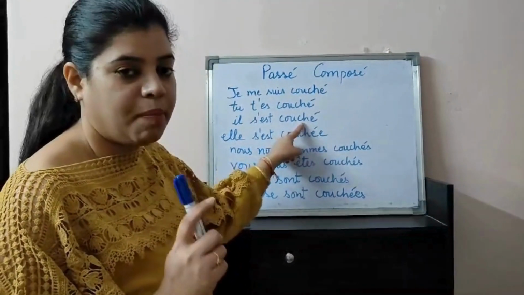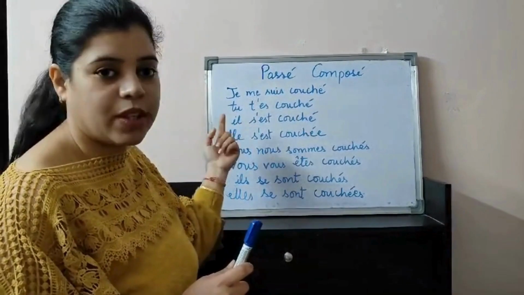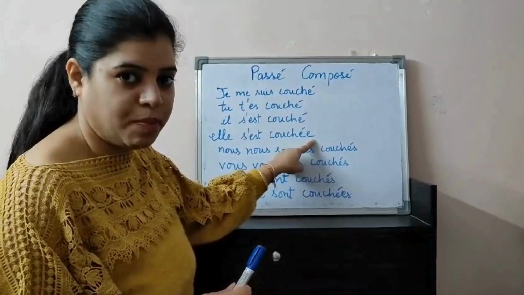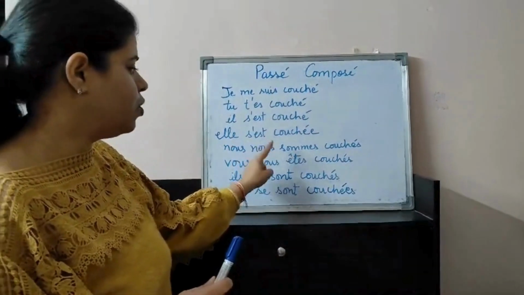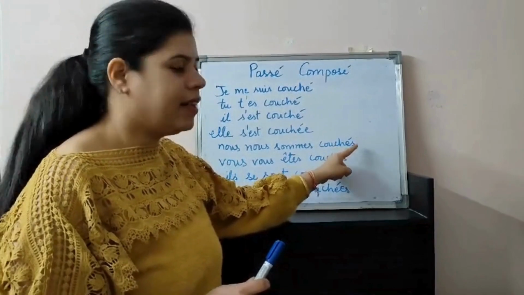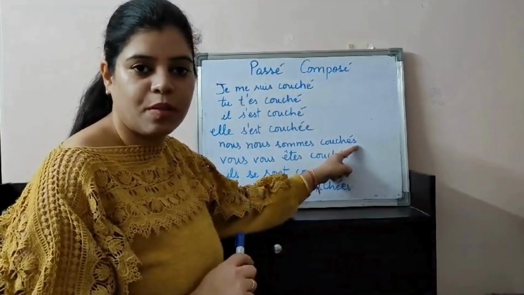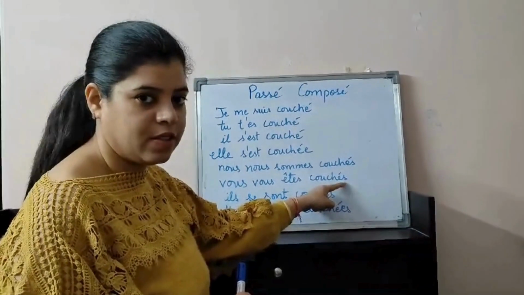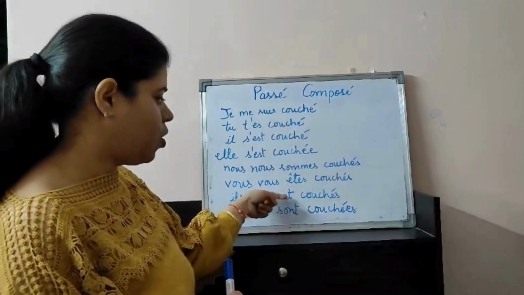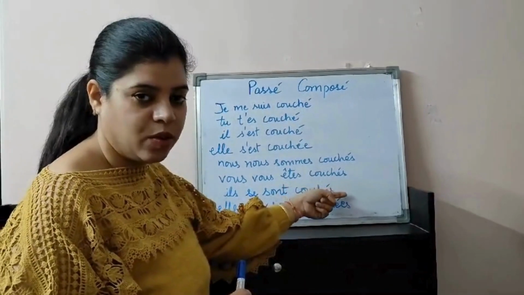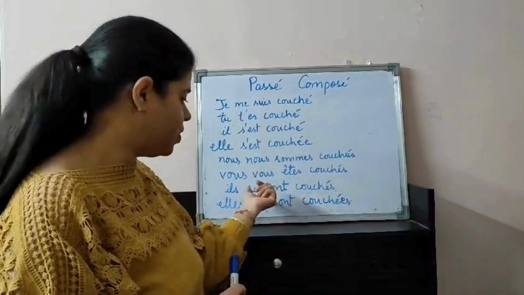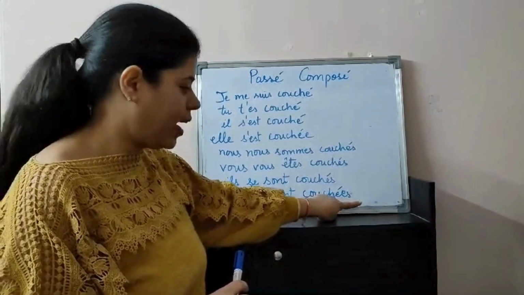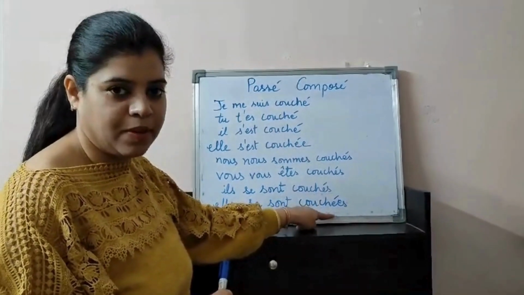Now the accord rule applies to pronominal verbs also because we are using être as auxiliary. So with elle s'est couchée, we will add another e to the past participle. Same way with nous nous sommes couchés, we will add s to the past participle because nous is plural. With vous vous êtes couchés, again we will add the s. Ils se sont couchés, again we will add s only because ils is masculine and plural. And with elles se sont couchées, we will add e also and s also to the past participle.